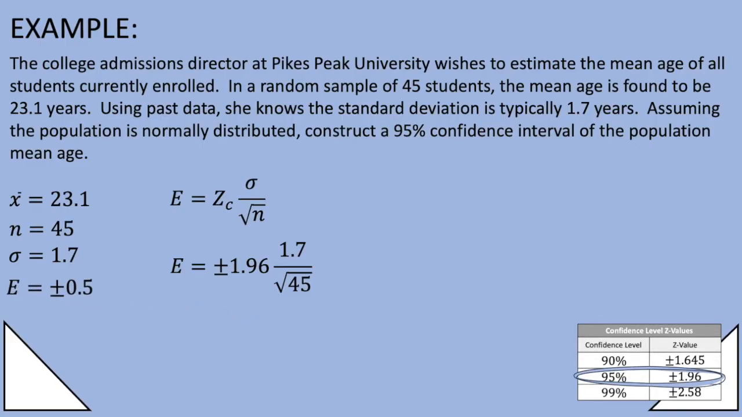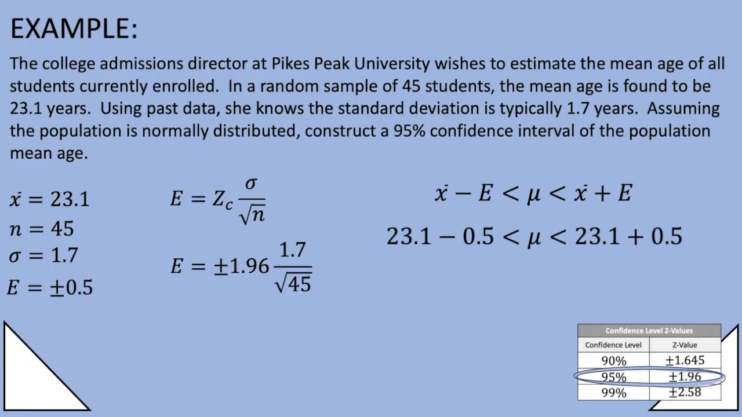Okay, now that we have all that information, we can go ahead and construct the confidence interval. We'll take the mean, subtract the margin of error, and we'll take the mean and add the margin of error. So we have mu likely between 22.6 and 23.6.